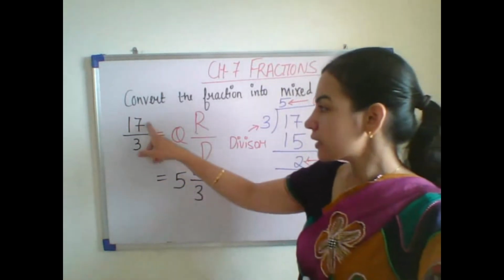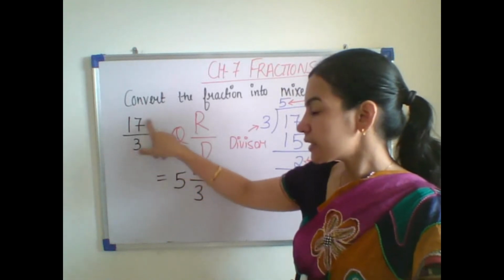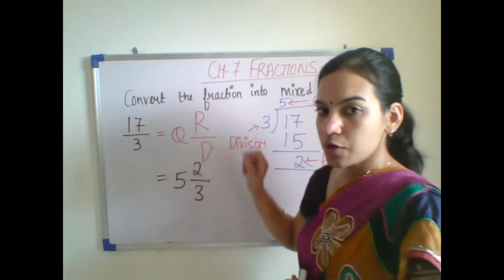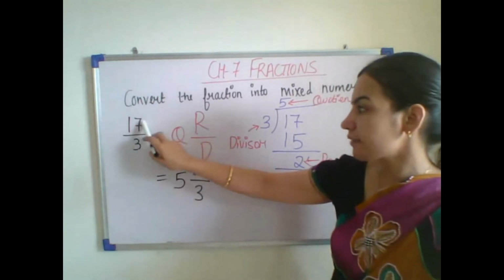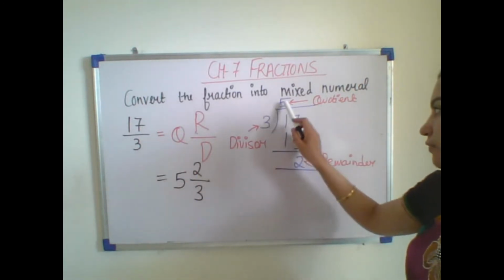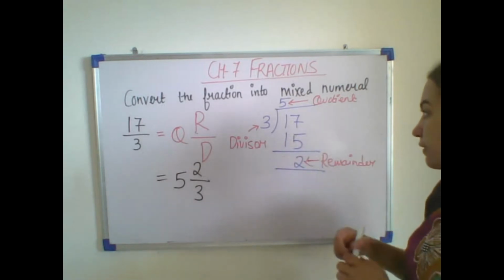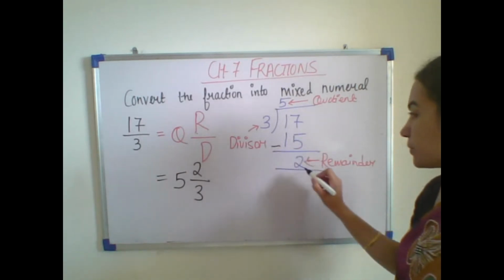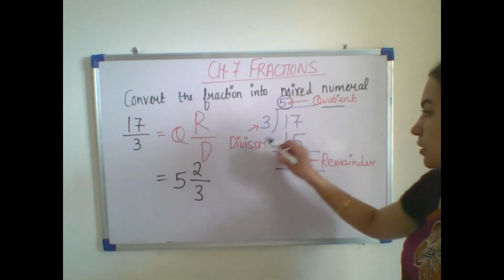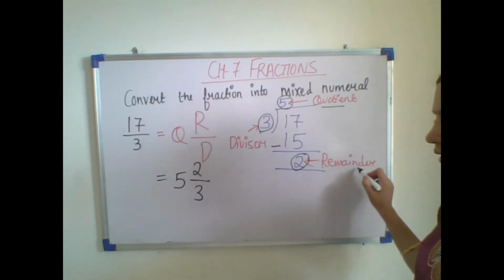So how to convert this improper fraction into a mixed numeral? First of all, we have to divide 17 by 3. 17 I have divided by 3. 3 5s are 15, and 17 minus 15 comes 2. So 5 is the quotient, 3 is the divisor and 2 is the remainder.